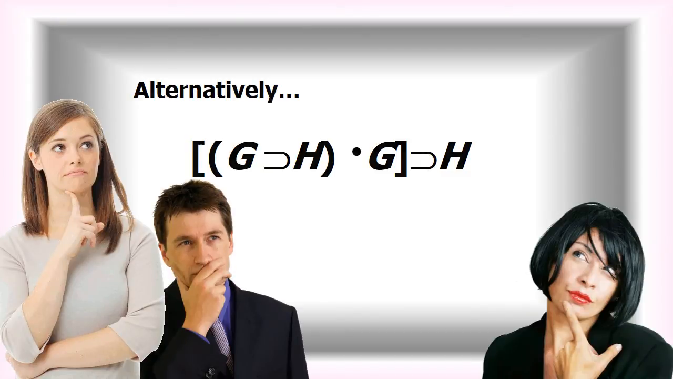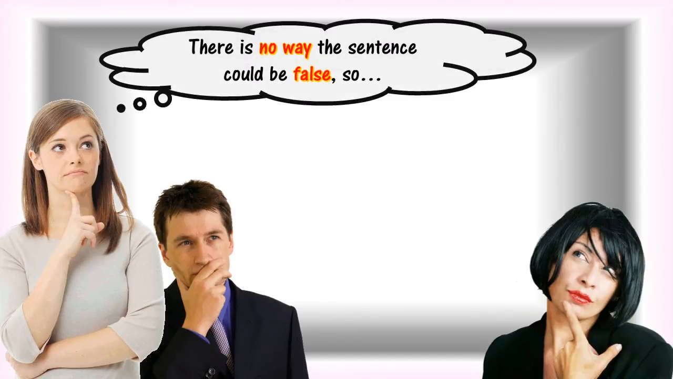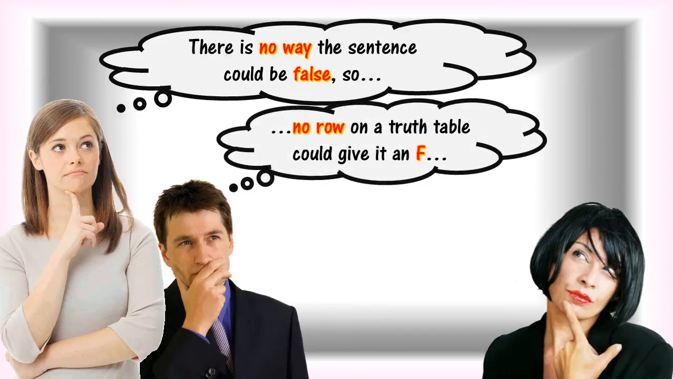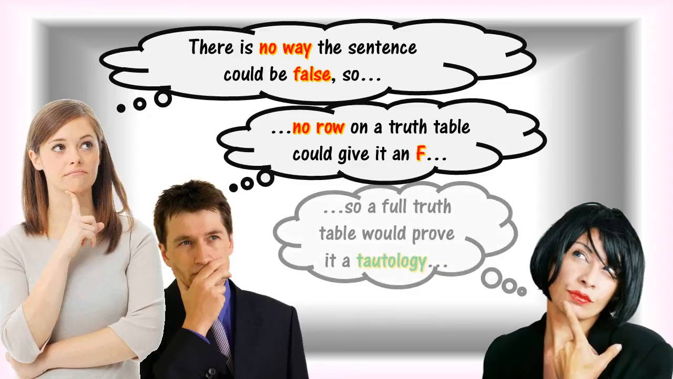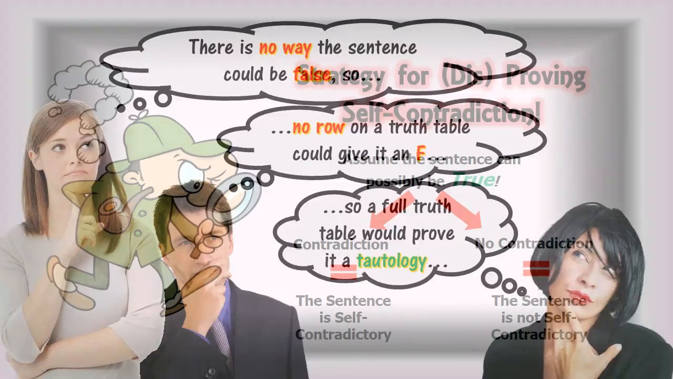So you may be thinking, there is no way the sentence could be false. We got led to contradictions, so no row on a truth table could possibly give it an F. And if that's the case, a full truth table would have proven it to be a tautology if we had written out the entire table, which we saved ourselves the inconvenience of doing.